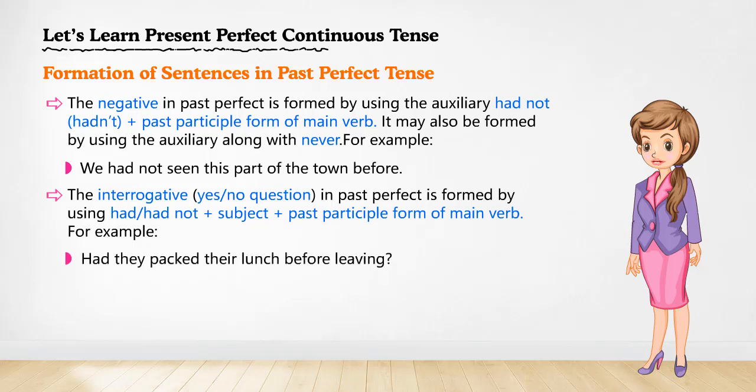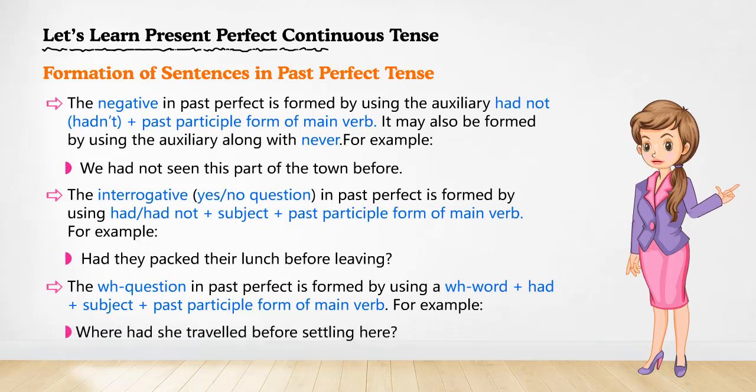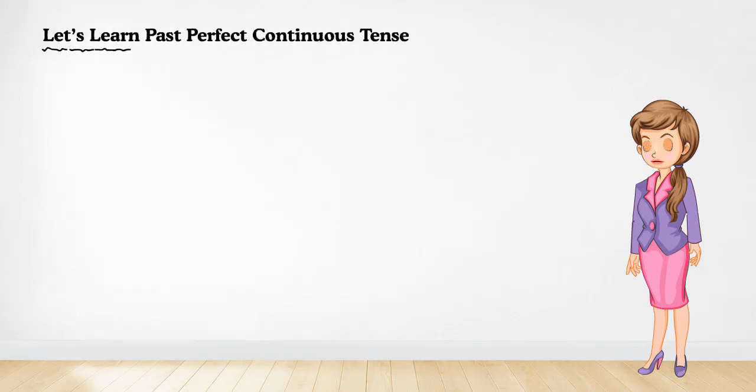For example, had they packed their lunch before leaving? The WH question in past perfect is formed by using a WH word plus had plus subject plus past participle form of main verb. For example, where had she traveled before settling here?